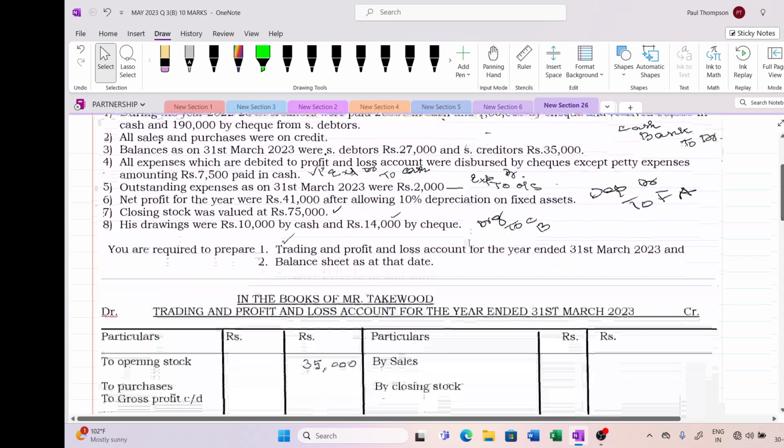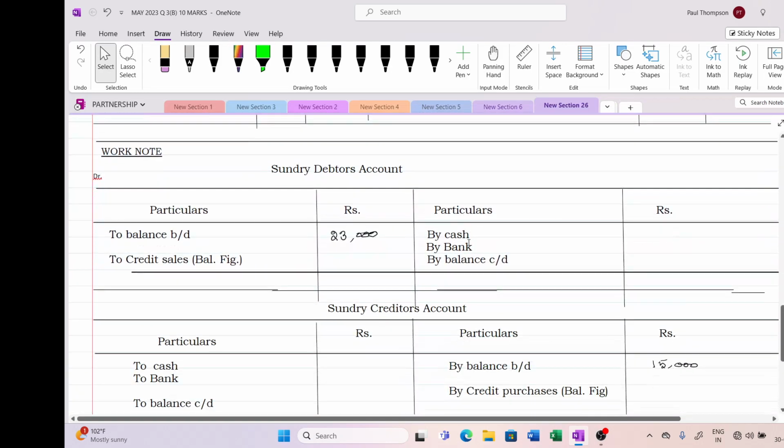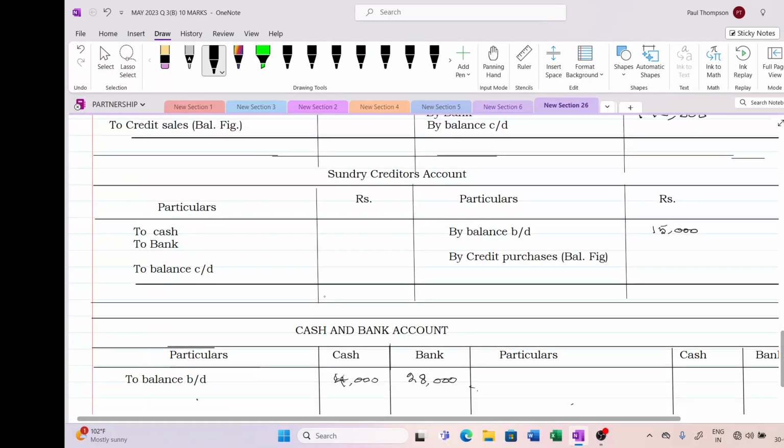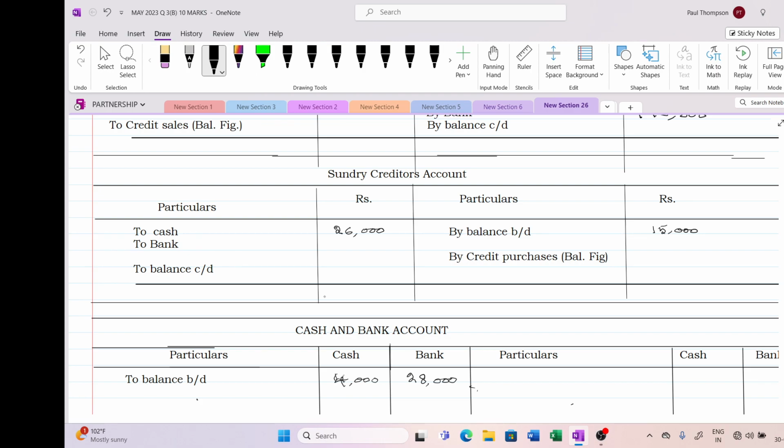And the amount received, that cash account and the bank account will get debited and debtor account will get credited. So let us do these entries in our accounts. So by cash debtor we have received 55,000. I am writing the first receipt entry, and we have received from debtors 1,90,000 by check. Okay. And we have made payment to creditors. Cash we have paid 26,000. Through bank we have paid 1,55,000.